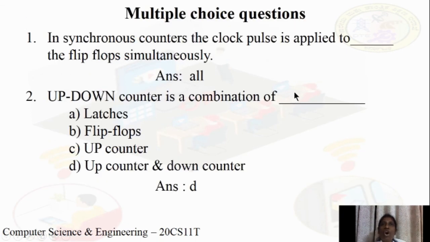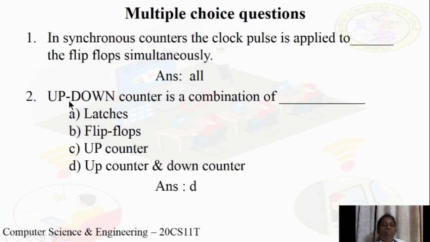Till now, we have seen the concept of the counters and their applications. Next, we'll move on to the multiple choice questions that may appear in the activity or the quiz. The first question: in synchronous counters, the clock pulse is applied to all flip-flops, dash. As we all know, in the synchronous counter the clock pulse is applied to all. So the correct answer is all.